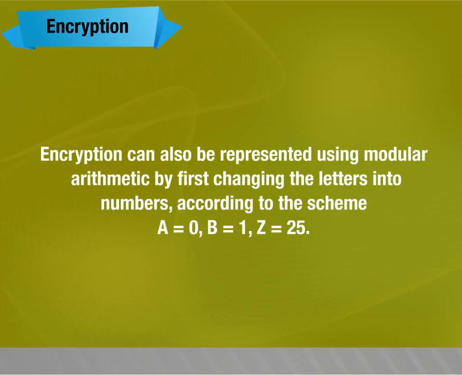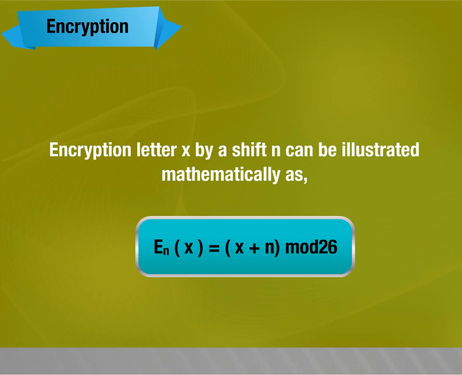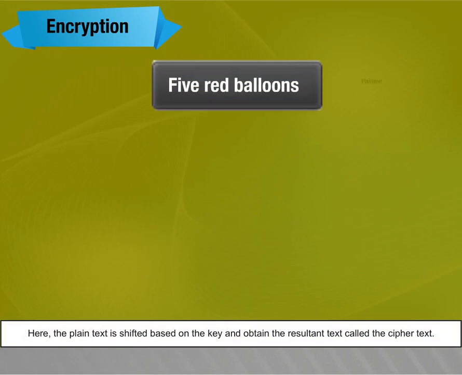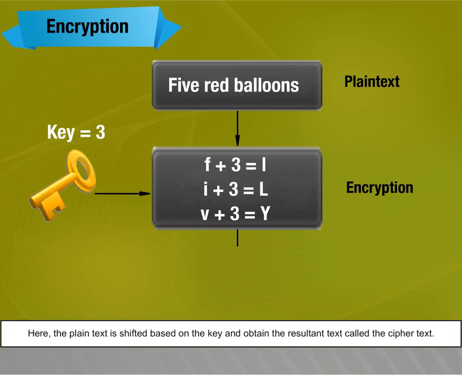Encryption. Encryption can also be represented using modular arithmetic by first changing the letters into numbers according to the scheme A is equal to 0, B is equal to 1, Z is equal to 25. Encryption of letter X by a shift N can be illustrated mathematically as En of X is equal to X plus N mod 26. Here, the plaintext is shifted based on the key to obtain the resultant text called the ciphertext.